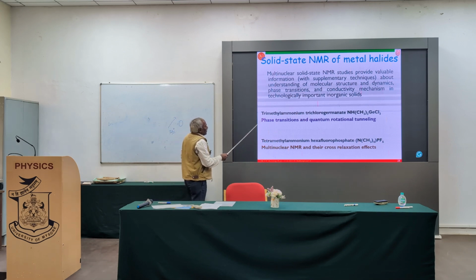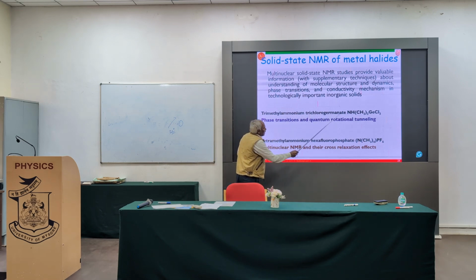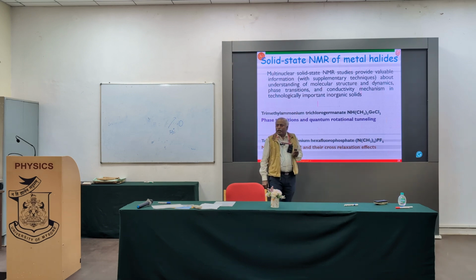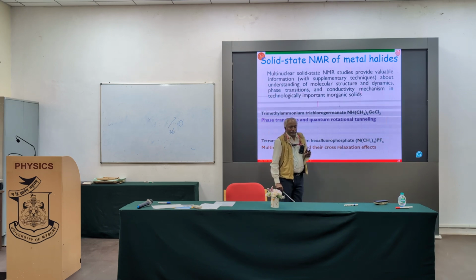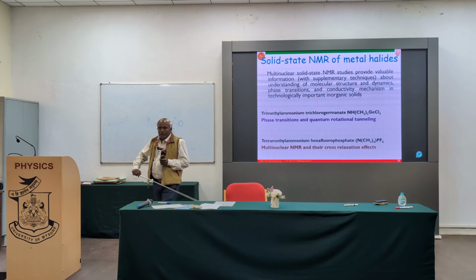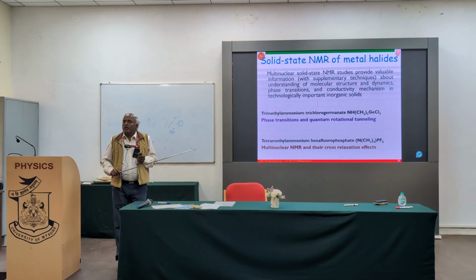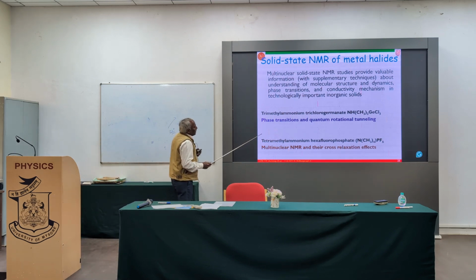For our understanding, I have taken two systems. One is trimethyl ammonium trichlorogermanate. Basically, I have taken an ammonium chloride molecule, which is analogous to that, and then I replaced every hydrogen atom with a methyl group. Here at 3 places I have replaced hydrogen with a methyl group, and I have taken germanium metal and chlorine halide. This is a perovskite system. Similar systems are used in thermoelectric applications and very many other technological applications.